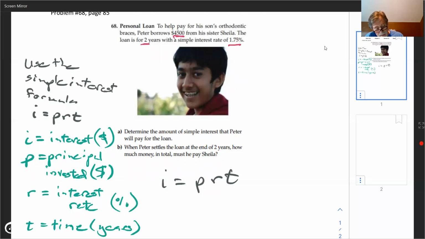So for our problem, what is the interest? We don't know. In fact, that's the first question. Determine the amount of simple interest that Peter will pay for the loan. So we're trying to figure that one out. So let's go down the line. Our equation so far does not change. It's just simply I is equal to, what's the principal? What money was invested? The money she let him borrow was $4,500. That's her investment. So we'll put that number in.